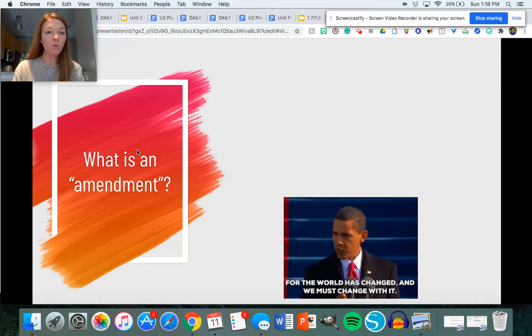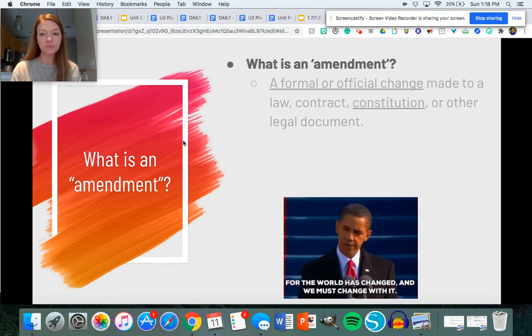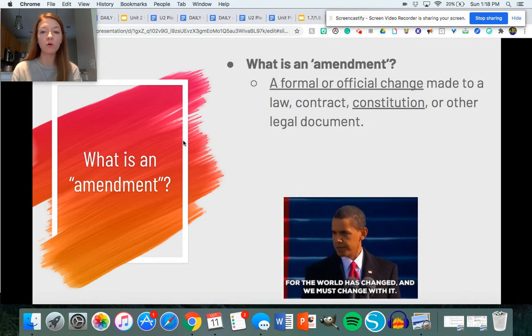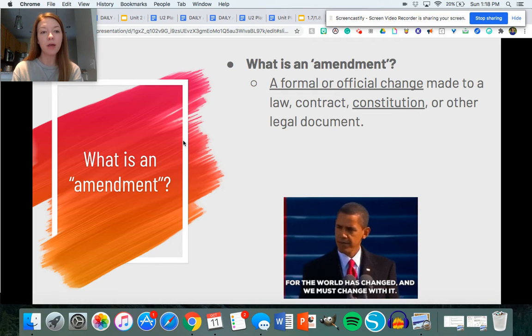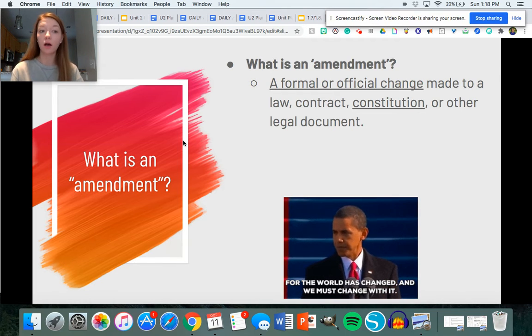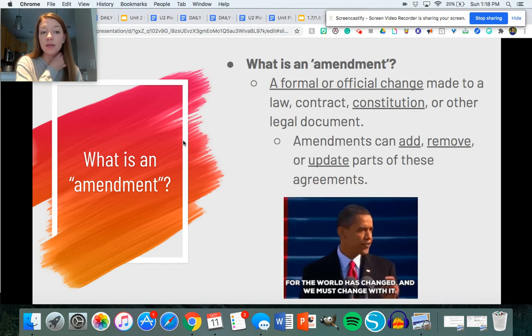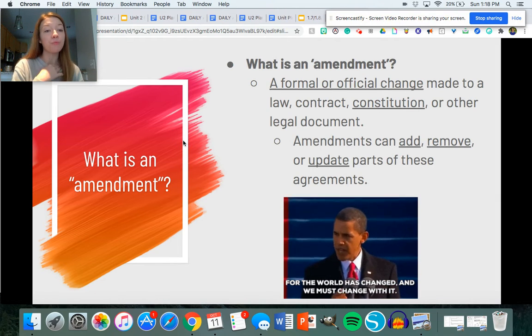So first of all, what is an amendment? An amendment is a formal or official change made to a law, a contract, a constitution, or other legal document. And these amendments can add, remove, or update parts of these agreements.